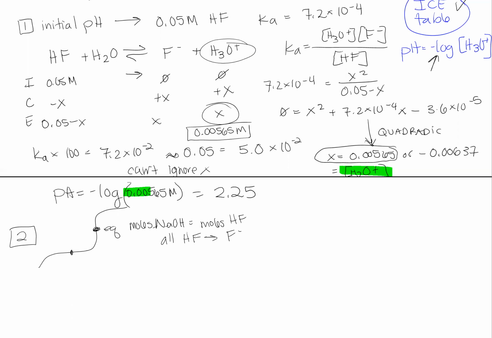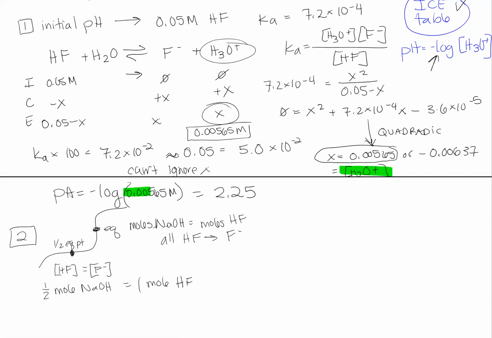The half equivalence point is when we have equal amounts of our hydrofluoric acid and our fluoride ion, meaning we've added half of the number of moles of our NaOH as moles of hydrofluoric acid that we had around. So that means we've got equal amounts of that weak acid and that conjugate base.